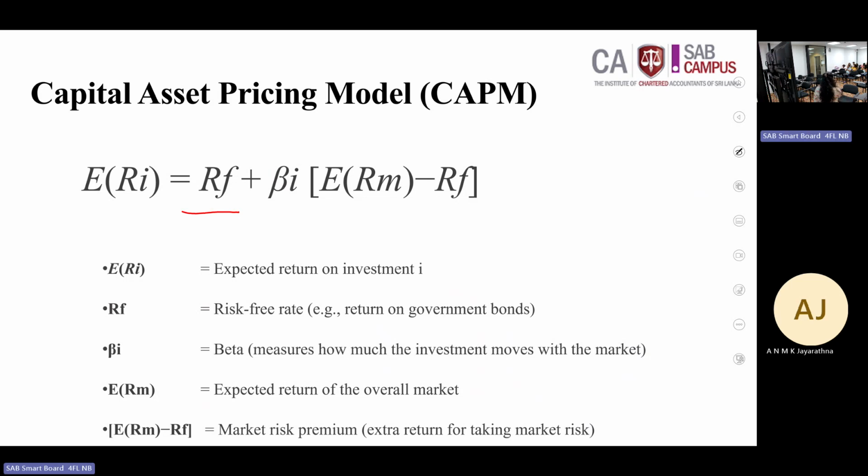What do you mean by risk-free return rate? When we are discussing the risk-return relationship, we have identified that even if the default risk is zero, some securities are giving some sort of return. Those securities are treasury bills and treasury bonds, right? So even with zero default risk, treasury bills and treasury bonds are giving some return for the investor, right?